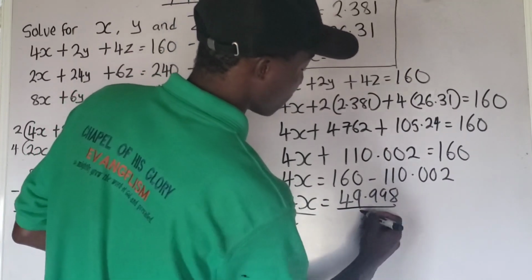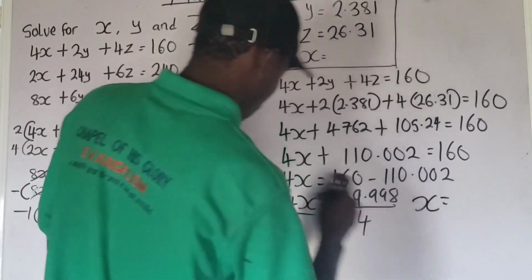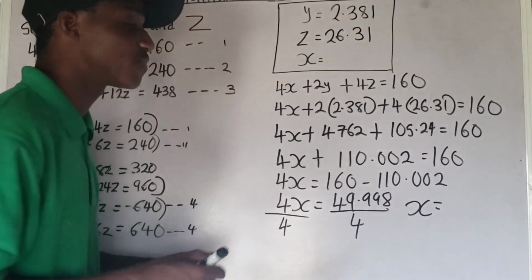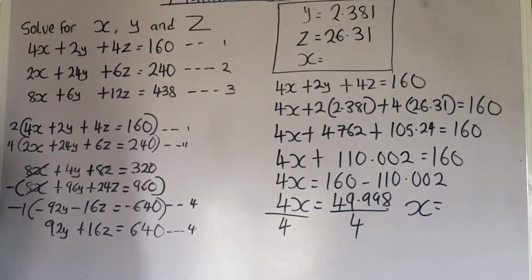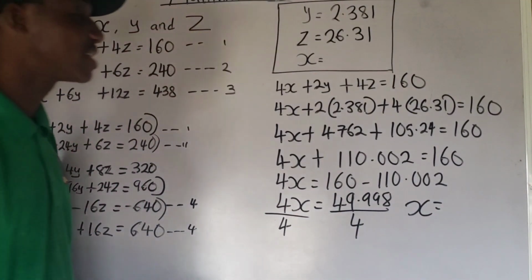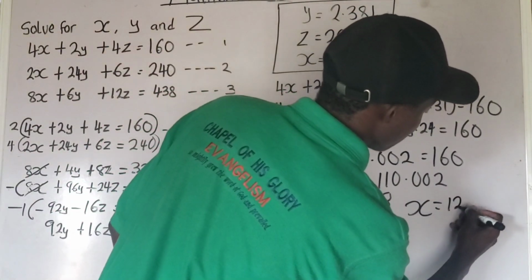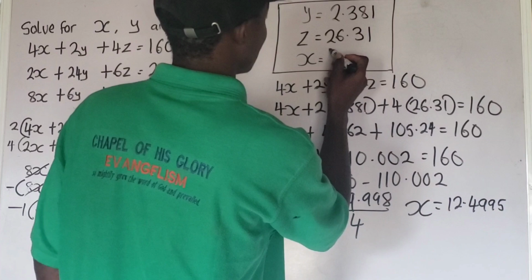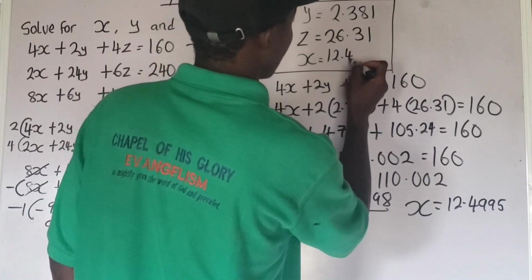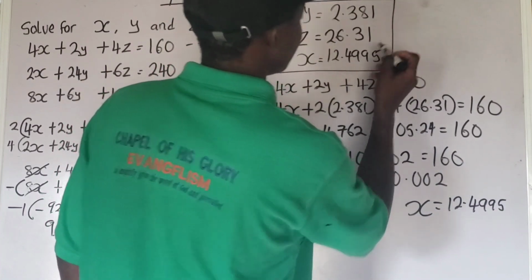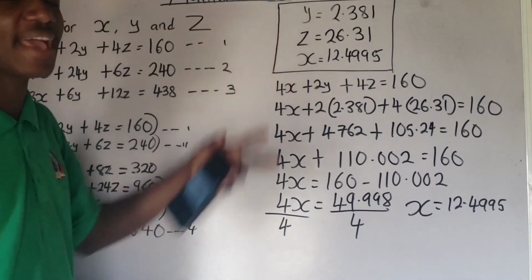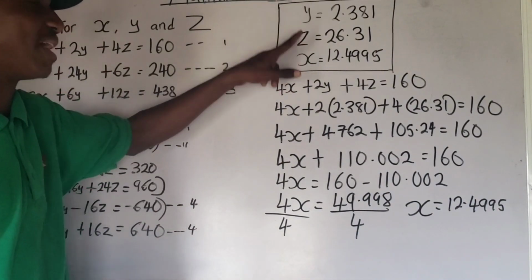So the value of x is being multiplied by 4, so I'm going to have this over 4. The value of x will be equal to 49.998 divided by 4, which is 12.4995. Do you understand? That is the value of x. X is equal to 12.4995. Now we have gotten the values of x, y, and z.